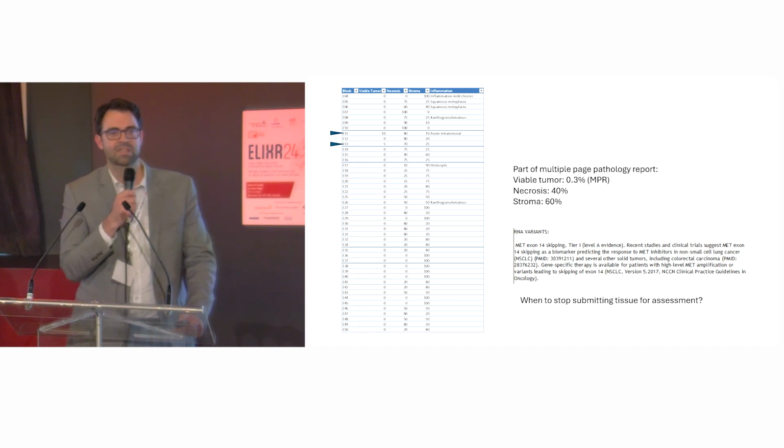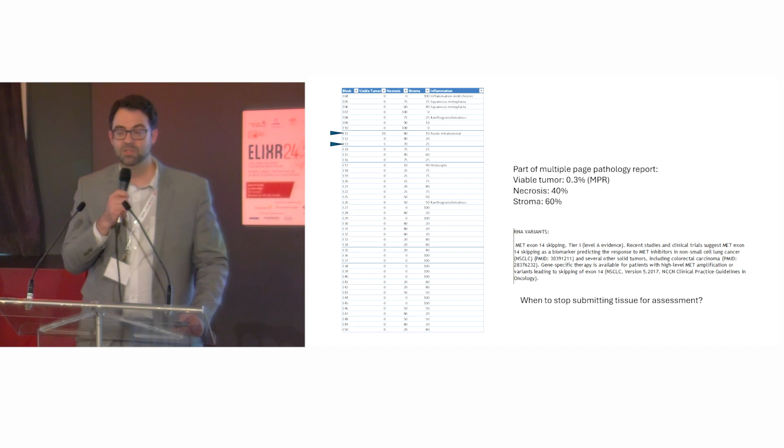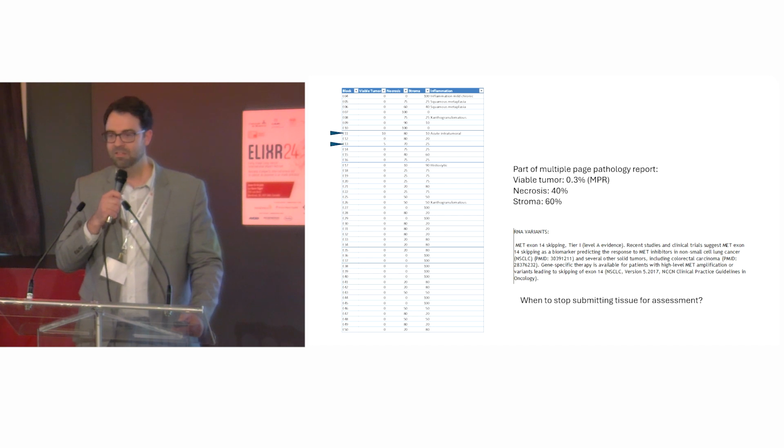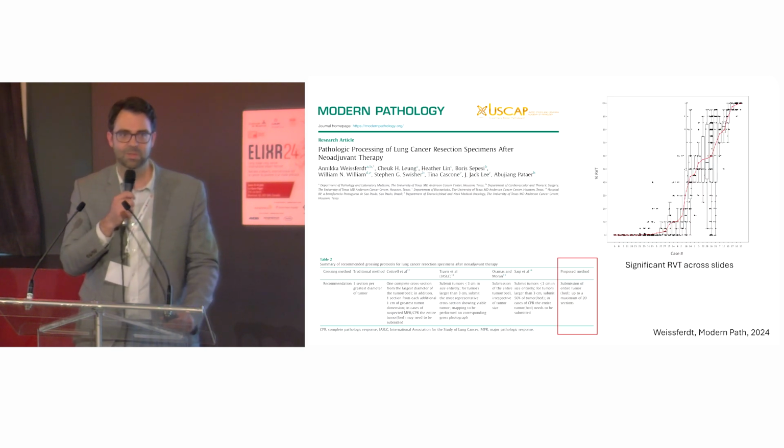So 40% necrosis, sorry. There's a lot of fibrosis and stroma, and there's only 0.3% viable tumor. So we had a major pathological response, but not even 1%. And out of that tissue, I was able to do NGS, and there's actually MET exon 14 skipping. And this was like a case that was kind of discussed at one of the earlier sessions. So a similar kind of story, a MET skipping mutation. And then if the patient recurs, I don't know what the oncologists will decide to do.